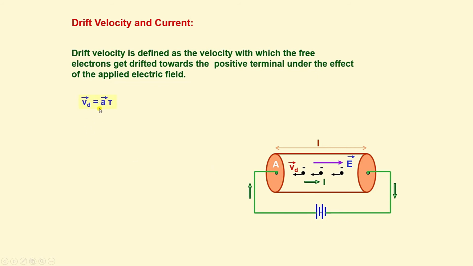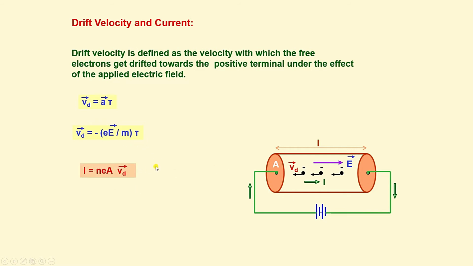Vd will be equal to a into t. Velocity is equal to acceleration into time. Acceleration is equal to force upon mass. The force experienced by a charged particle is equal to small e into the electric field, divided by m, and that gives the acceleration. Then Vd will be equal to minus e, the charge on the electron, capital E, the electric field set up, divided by mass m, whole multiplied by the time.